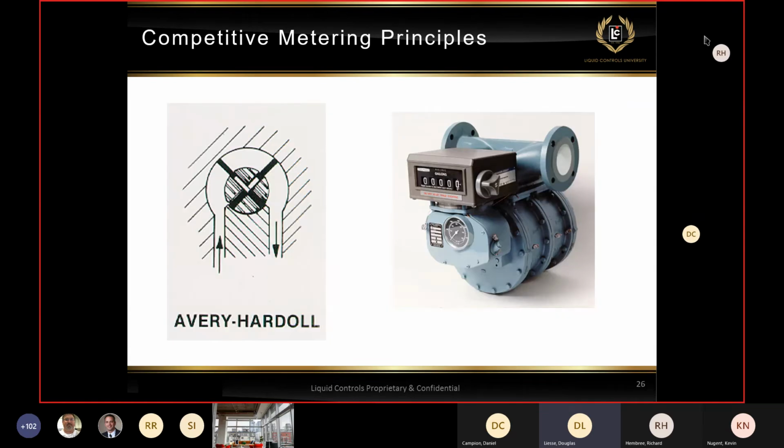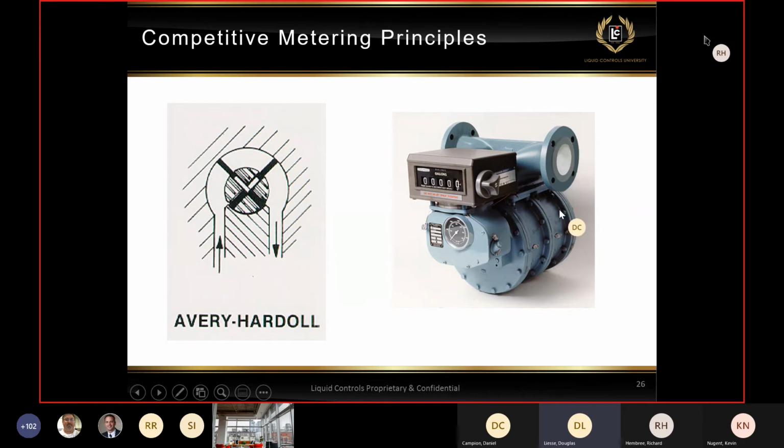We'll call this one the Avery Hardall meter. It's a sliding vane meter, but it has an inlet and an outlet that are 180 degrees from one another. By adding a manifold, you can create an inline flow like we see here, but the product will come in, go around, and then exit.